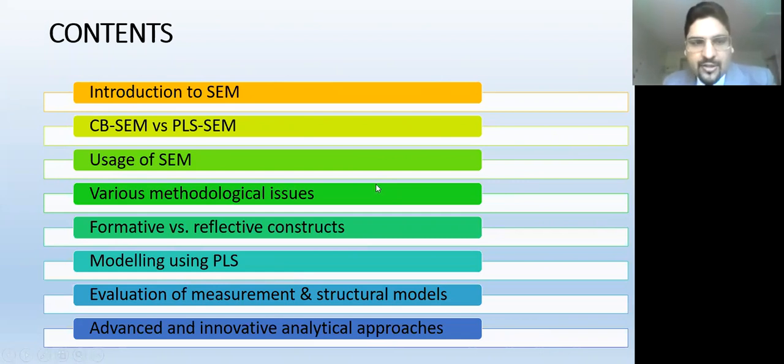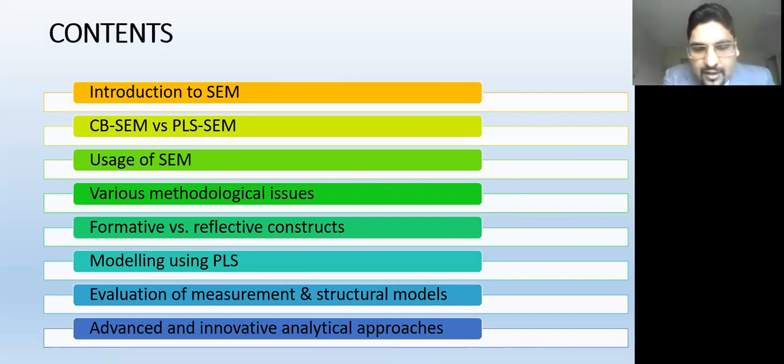What is our agenda? Our agenda is we have the introduction to SEM. We also talk about the difference between CB-SEM and PLS-SEM, which is covariance-based SEM against partial least squares SEM. We talk about the application of the SEM, various methodological approaches that we can use for analysis using PLS-SEM. What is the difference between formative and reflective constructs, and also how we can model our proposed model using PLS.